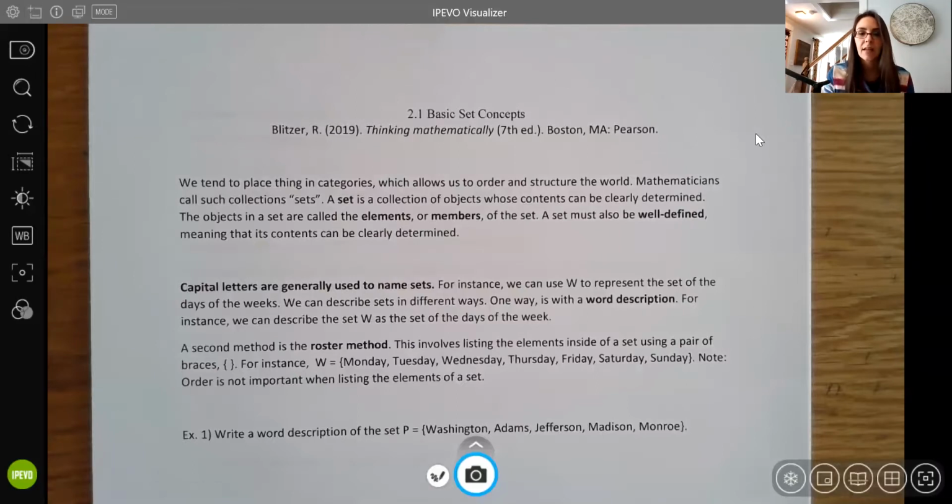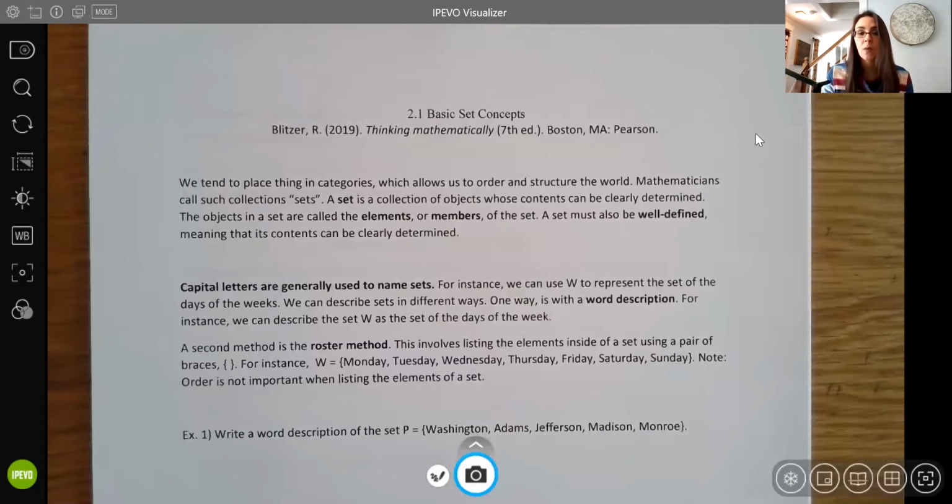A set is a collection of objects whose contents can be clearly determined. So that idea of clearly determined is actually important. It should be clear and well defined. There shouldn't be confusion about what is in the set. And objects in a set are called the elements or members of that set.